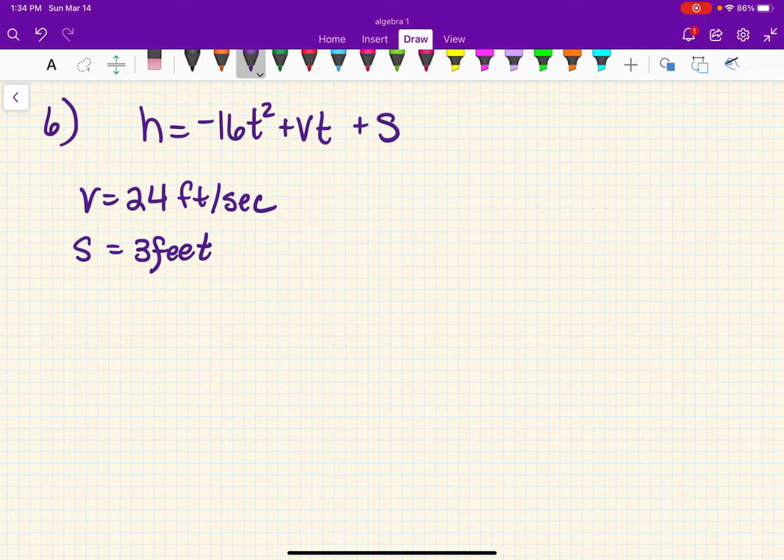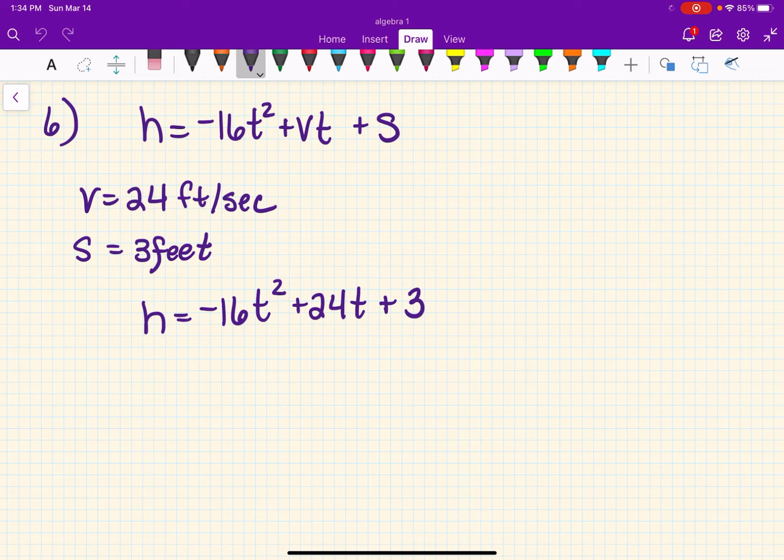And then it does ask a question: how long does it take the ball to reach a height of 12 feet above the ground? We're going to talk about that at the very end. We first have to come up with everything because we don't know the vertex. We don't know anything about this. So how can we figure that part out? Let's get our equation done first. H equals negative 16 t squared plus 24t plus 3.